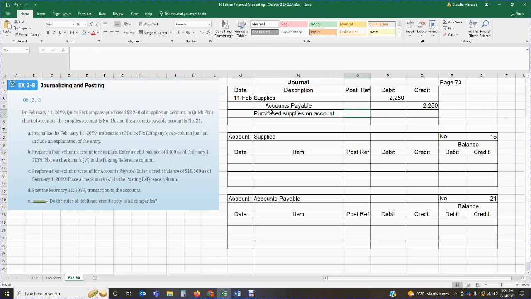Now, after we record this entry, we have to transfer this information to our ledgers. We're going to have two ledgers because we have two accounts being affected. We have your ledger for supplies, which is account number 15 that was provided to you in the problem. And we have the ledger for accounts payable, which is account number 21. So these are the two ledgers being affected by this transaction. Now requirement A is to journalize. We've already journalized it right here. Let's put the A here.